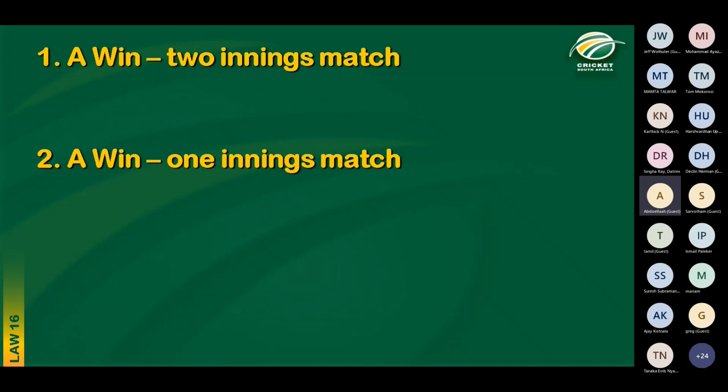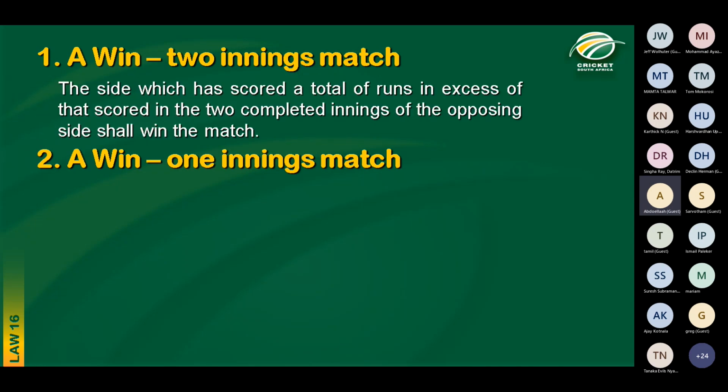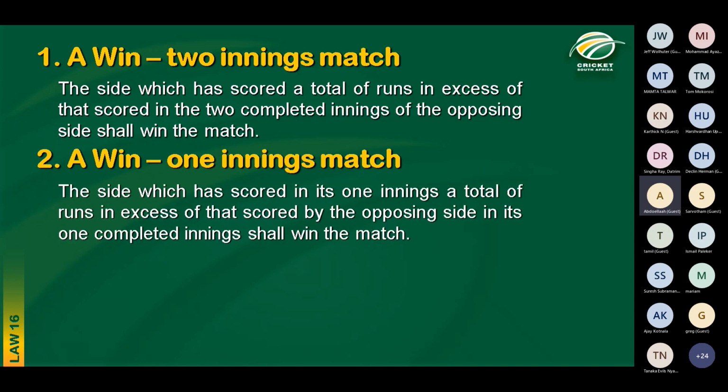So the result. In a 2 innings match, how do you decide who wins? What you do is add the totals of side A's first and second innings and compare to the 2 totals of side B's first and second innings, and whoever has got more runs wins the game. So the side which scored total runs in excess of that scored in 2 completed innings of the opposing side will win the match. The same principle applies in a 1 innings match. Whoever scored the most runs in a 1 innings match, where the innings are completed, shall win the match.